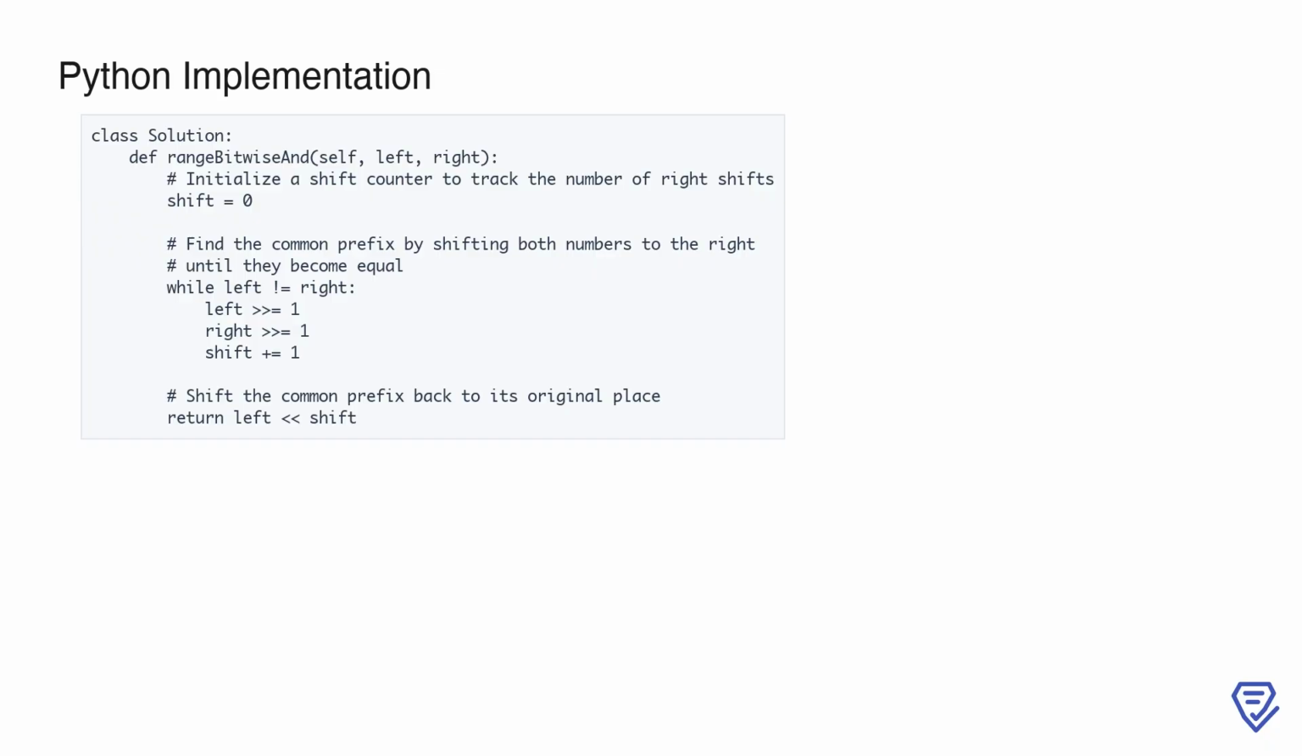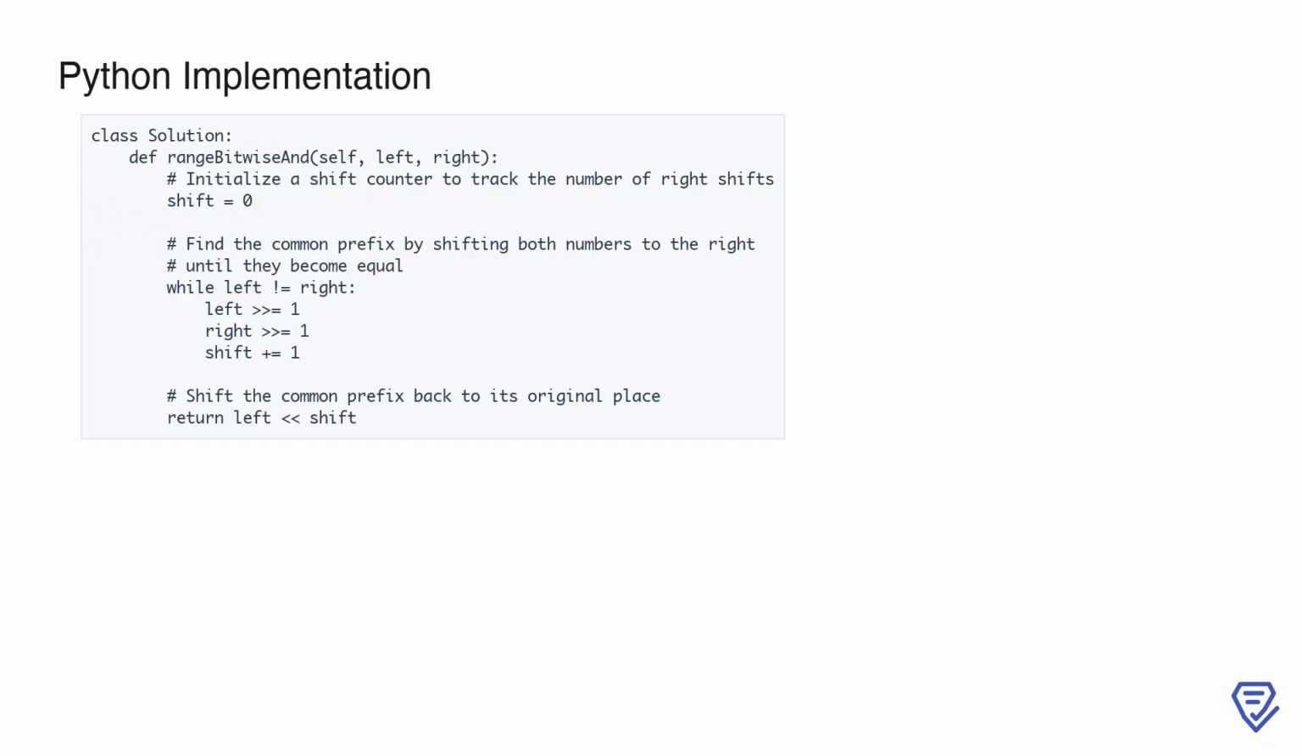3. Efficiency: the number of iterations is proportional to the number of bits in the range, logarithmic complexity, making this approach highly efficient. For example, consider left equals 26, 11010 in binary, and right equals 30, 11110 in binary.